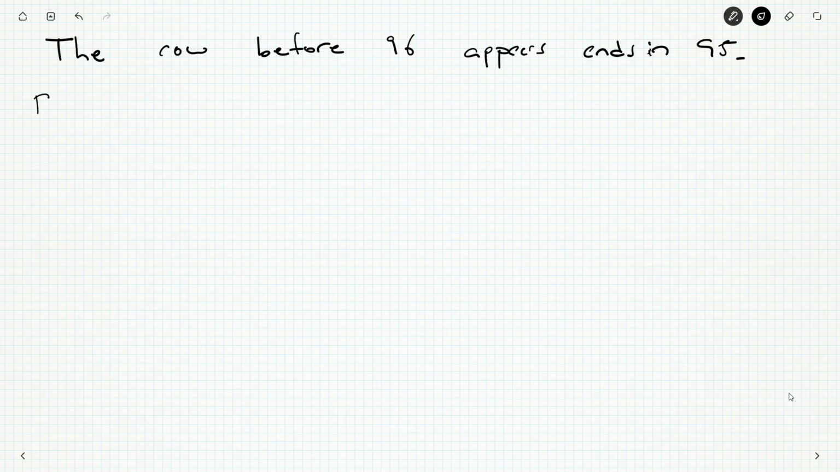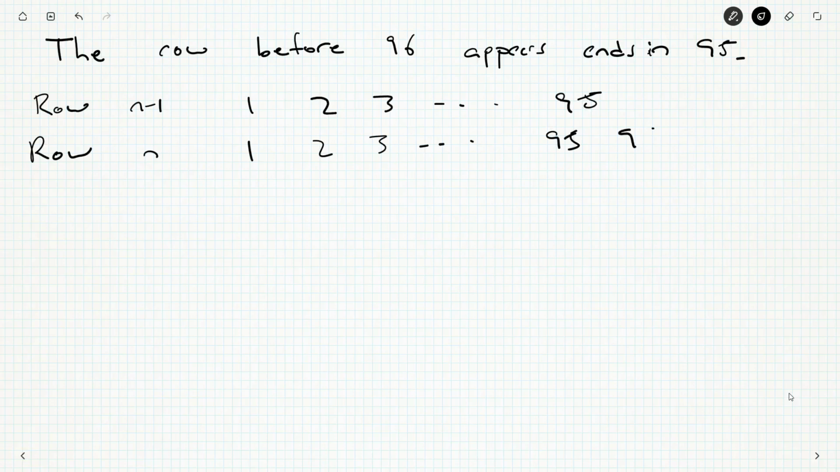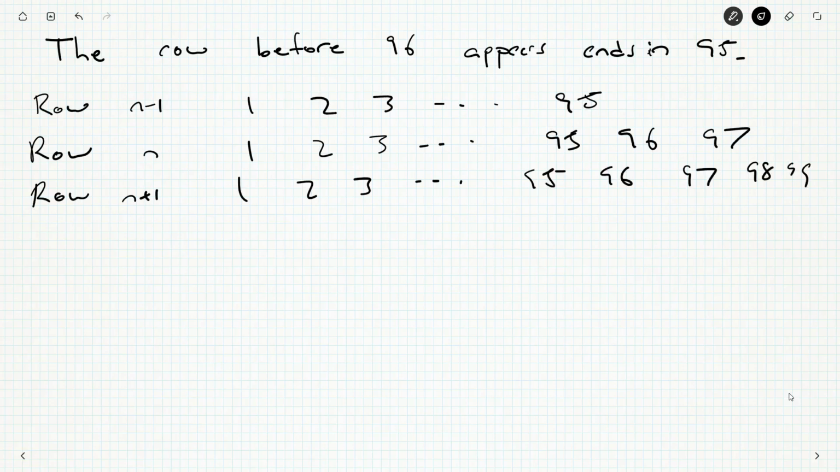So it'll be row n minus 1. It'll go 1, 2, 3, all the way up to 95. And then row n will go 1, 2, 3, up to 95, 96, 97. And then, just for good measure, we'll include this one here as well: 95, 96, 97, 98, 99, and so on. So here are my 96s appearing. The question is, when does this happen?